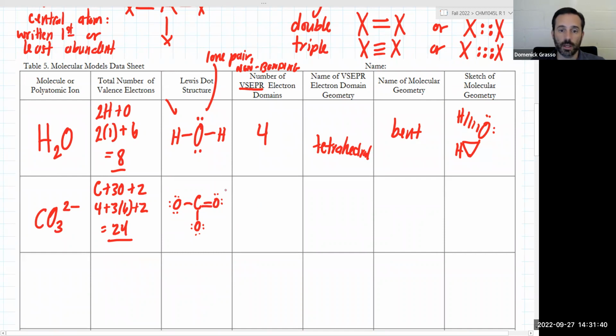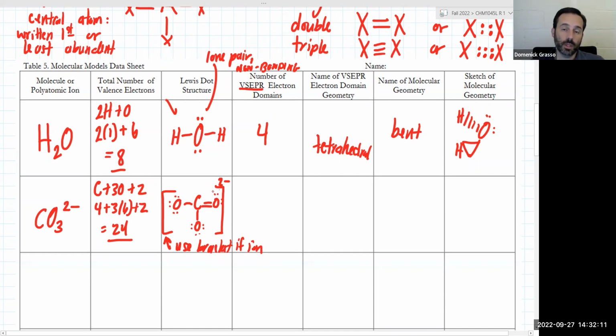Checking my octets, oxygen looks around and it's got an octet. The other oxygens have octets. Carbon looks around and sees 2, 4, 6, 8. Everything's great. There is one other thing you need to do with a molecule that has a charge: just make sure you use brackets if it's an ion. So you've got your brackets and you put your charge on top.